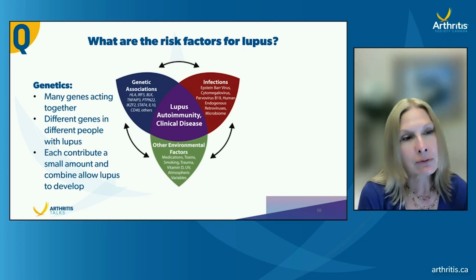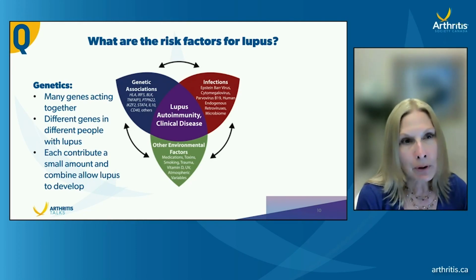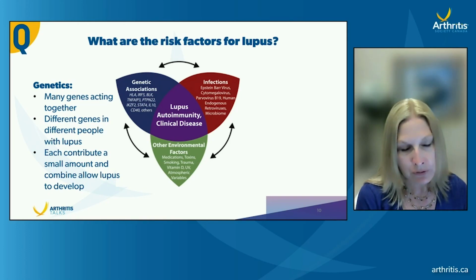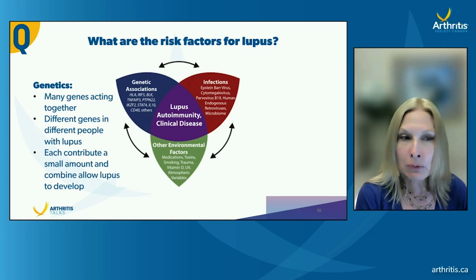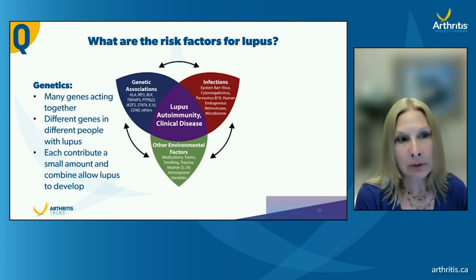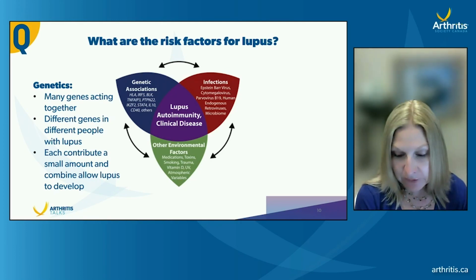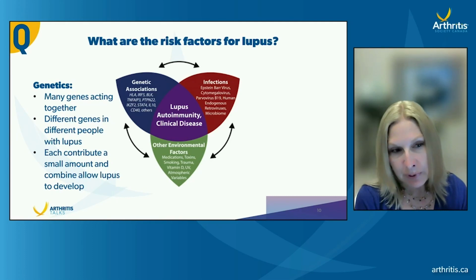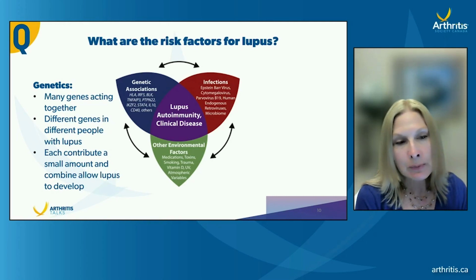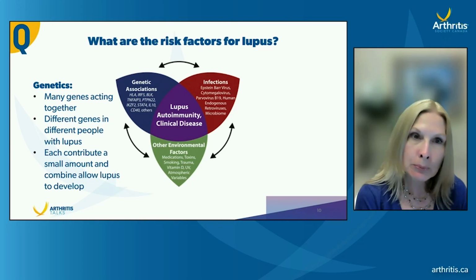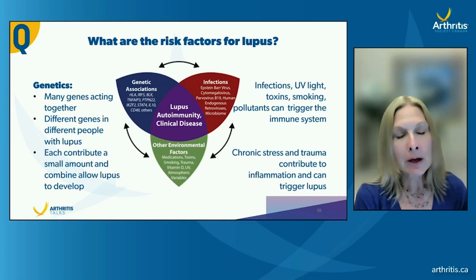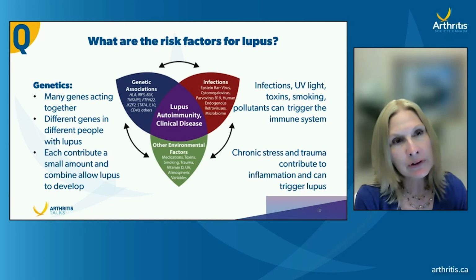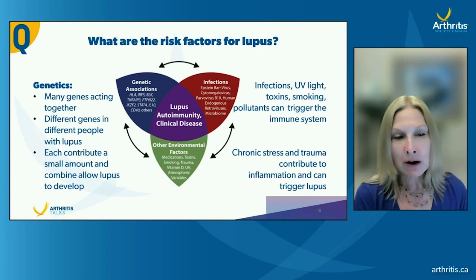In terms of risk factors, we have to start with genetics. A person does have to have a genetic predisposition in order to develop lupus, but it's important to know that there is no single gene that will result in lupus. It is many genes acting together. These genes are different in different people, and each contributes a small amount and combines to allow lupus to develop. So those different gene combinations are also part of why lupus looks different in different people. Also important to note, these are not defective genes. These are all of our genes.